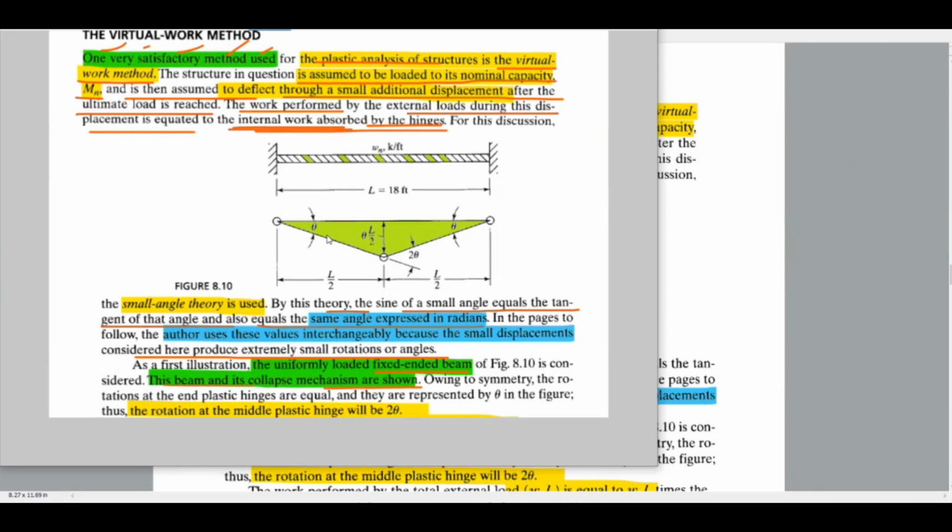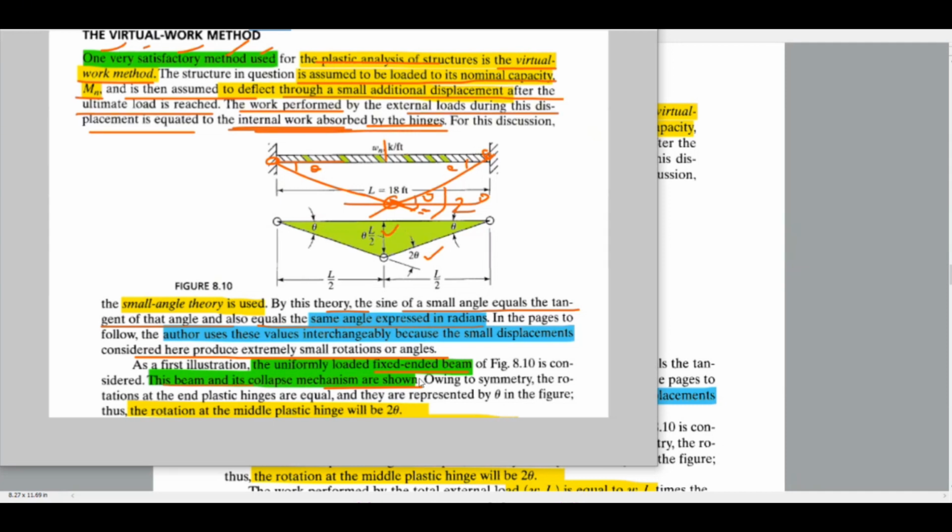This is the beam, and this simply shows the collapse mechanism. Two hinges will form at the ends, and there is one hinge formed here in the middle. If this is theta, and if this is theta, you can say this also is theta. So in total it's 2 theta. That's also only 2 theta. If this is theta and this is L by 2, this is L by 2 times theta.